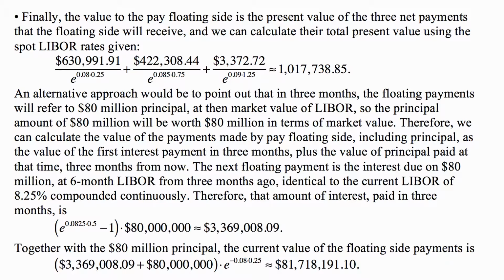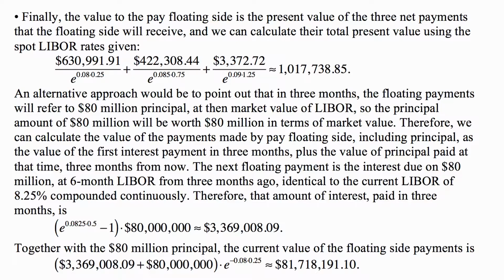Finally, the value of the pay floating side is the present value of the 3 net payments that the floating side will receive, and we can calculate the total present value using the spot LIBOR rates given. So the first is divided by e to the 0.08 times 0.25, the second one by e to the 0.085 times 0.75, and the third one by e to the 0.09 times 1.25, and that comes out to be 1,017,738.85.